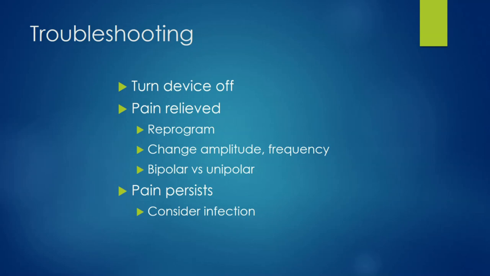You can go from bipolar to unipolar. I mean, unipolar to bipolar, sorry. Bipolar is from electrode to electrode going through the patient, as opposed to electrode to IPG, where sometimes the patients are more uncomfortable with that. If the pain persists, then consider an infection. It's not the stimulation, okay?